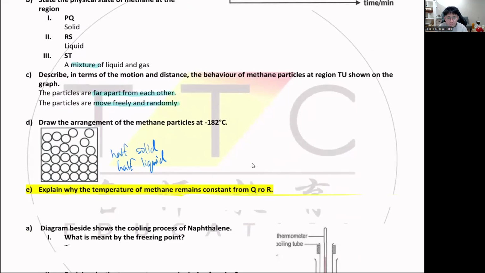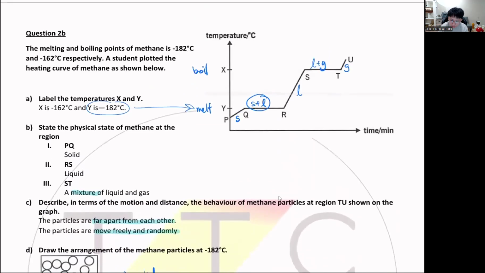Okay, explain why the temperature of methane remains constant from Q to R. So this is one of the very common questions in your coming exam. I can guarantee you, either heating curve or cooling curve, they must always ask you why the temperature is constant. For heating, it will be the easier one. So why during heating, here is constant, here is constant. Why during change of state, is the temperature constant?